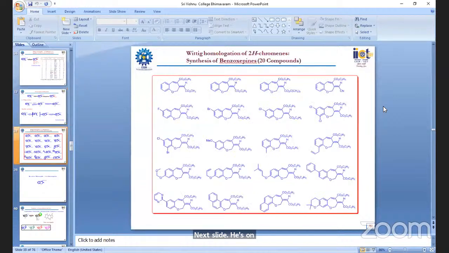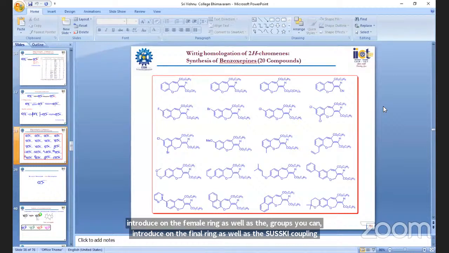These are the examples showing how to make the compounds. Different electron donating and withdrawing groups you can introduce on the phenyl ring, as well as through Suzuki coupling reaction. You can also make pyran and furan rings, or other heterocycles.